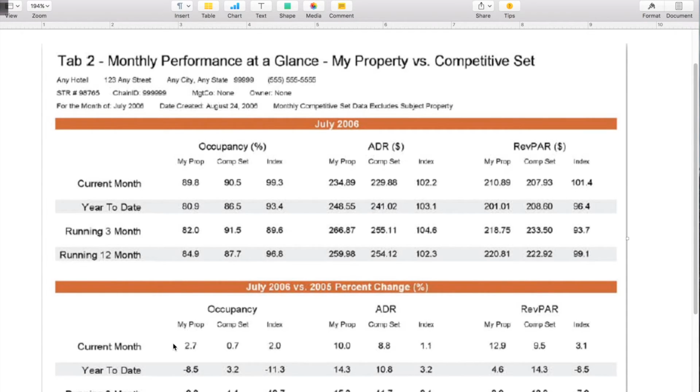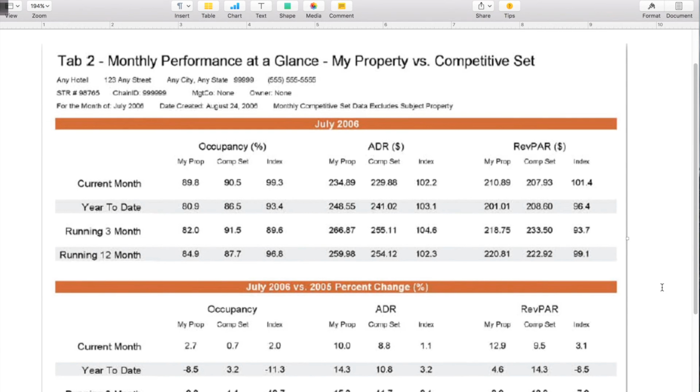Percent change. Percent change looks at your current period this year compared to the same period last year. In this example, you can see that for the current month for your hotel, you've grown by 2.7% on occupancy compared to only 0.7% for the comp set. That gives you a positive 2.0 in index growth. Similar calculation applies to ADR as well as RevPAR.